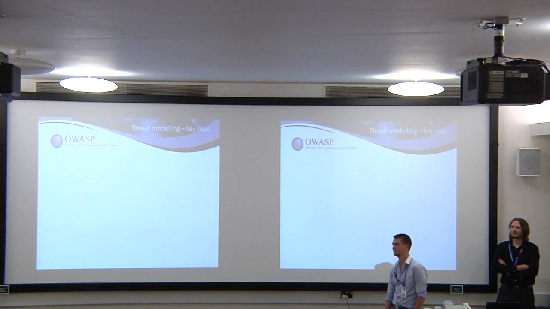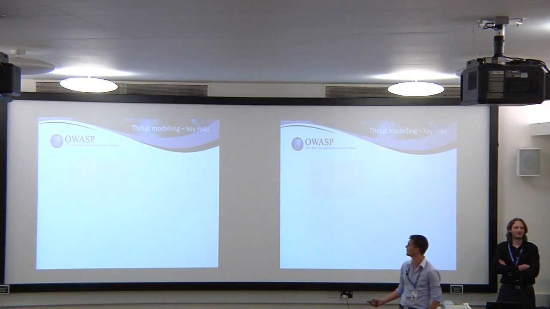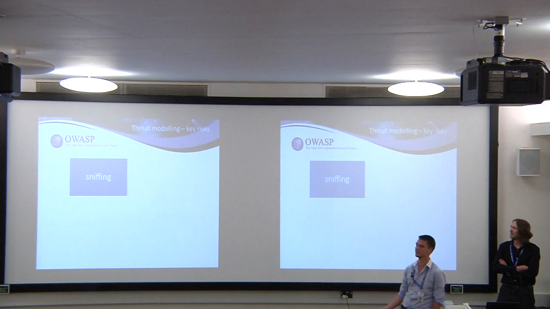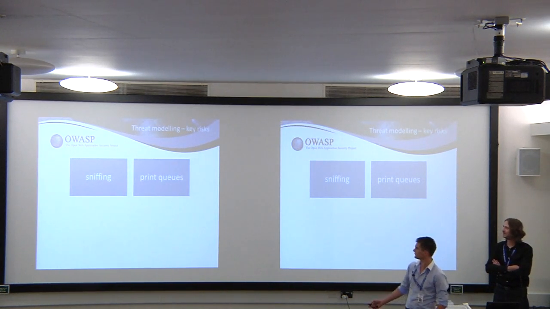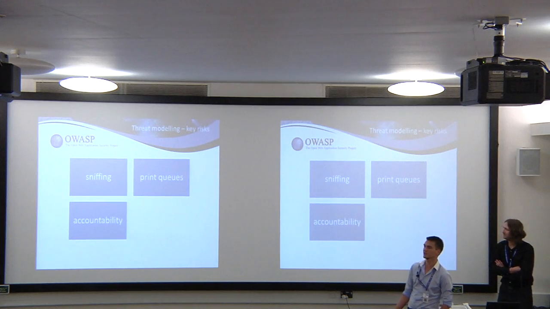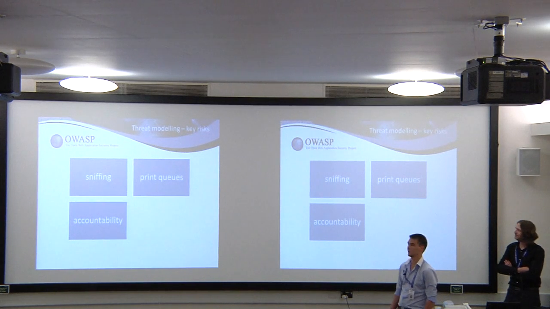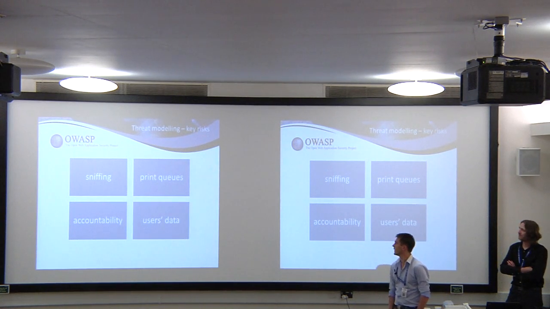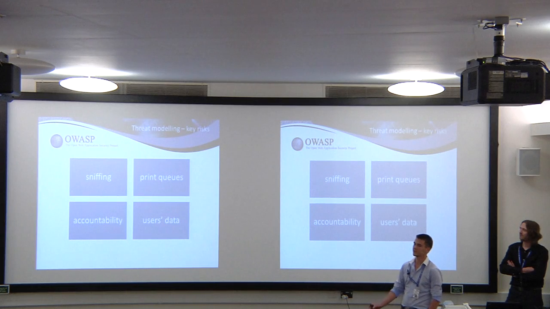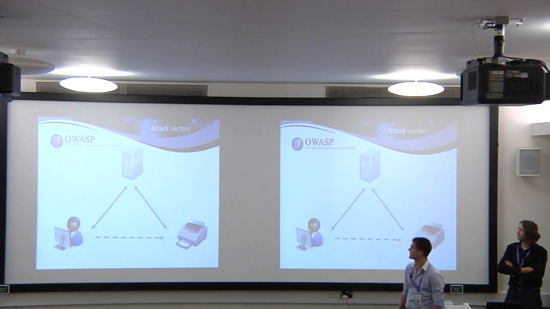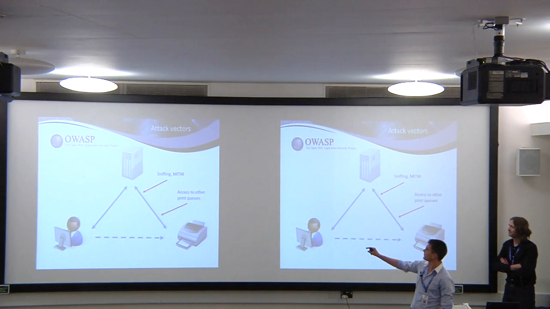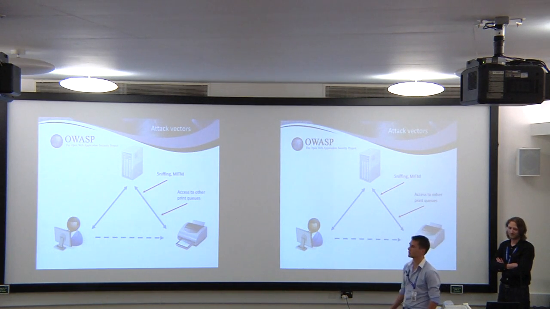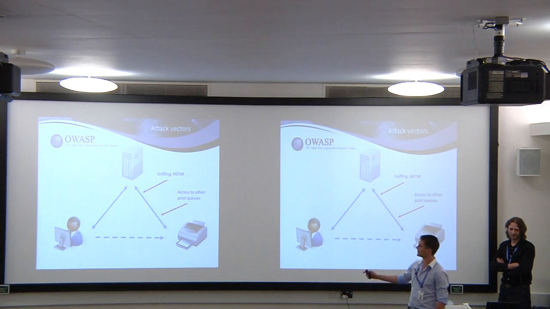Anybody else? Okay, so we're talking about, first of all, sniffing the documents on the line between the server and the printer, getting to the other print queues, tampering with the accountability, so for example, printing for free, for example, at the university, and getting users' data, printing history, and some more users' data. So the attack vectors for these solutions are man-in-the-middle attacks on the line between the server and the printer, and access to the other print queues there.